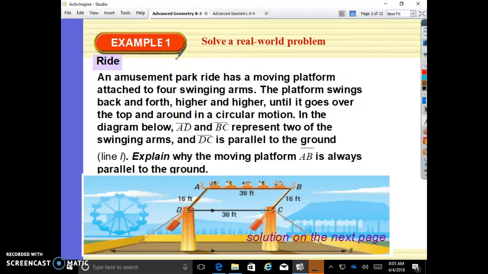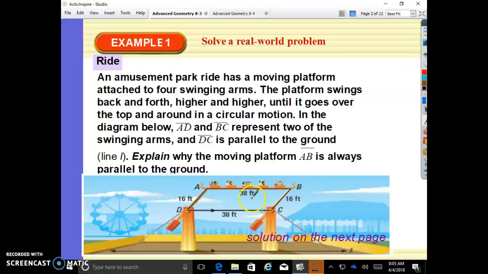An amusement park ride has a moving platform attached to 4 swinging arms. The platform swings back and forth higher and higher until it goes over the top and around in a circular motion. In the diagram below, segment AD and segment BC represent 2 of the swinging arms, and segment DC is parallel to the ground, line L. Explain why the moving platform AB is always parallel to the ground.